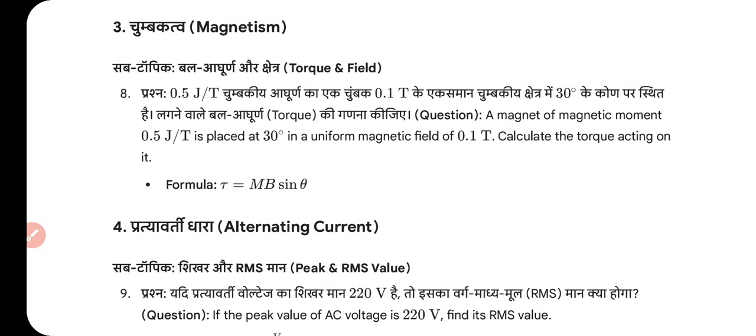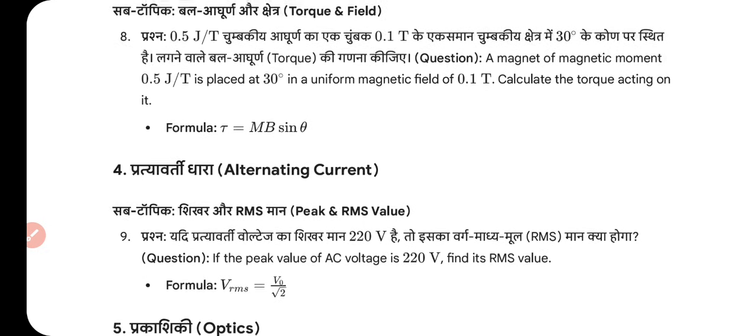A magnet of magnetic moment 0.5 joule per tesla is placed at 30 degrees in a uniform magnetic field of 0.1 tesla. Calculate the torque acting on it. Use the formula tau equals M B sine theta, the uniform magnetic field concept.